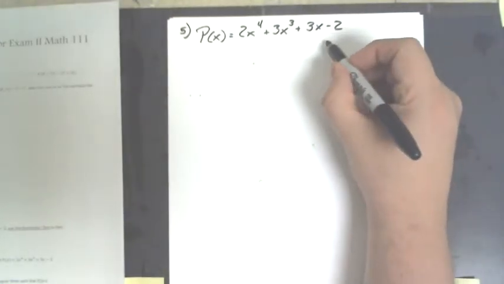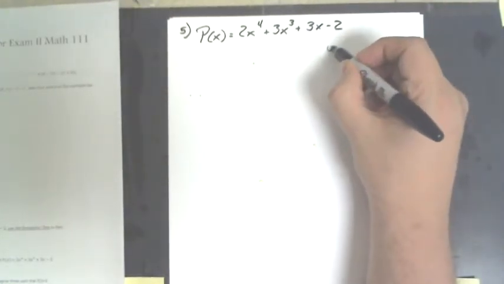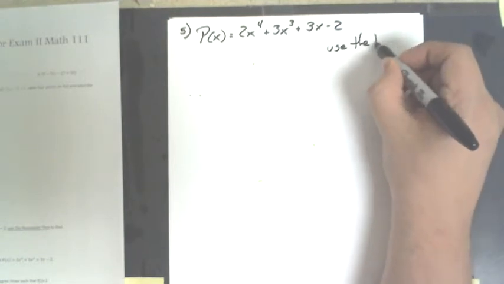So in this problem, number 5, you're given this polynomial, and you are asked to use the remainder theorem.